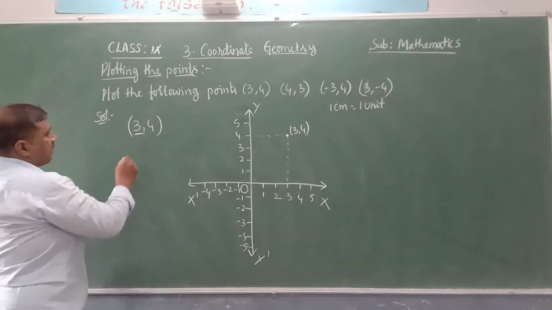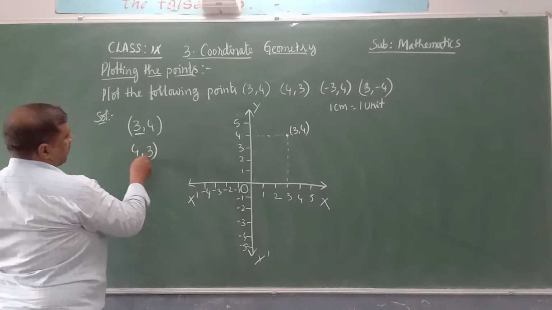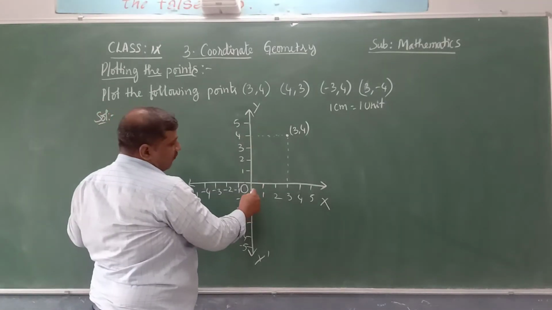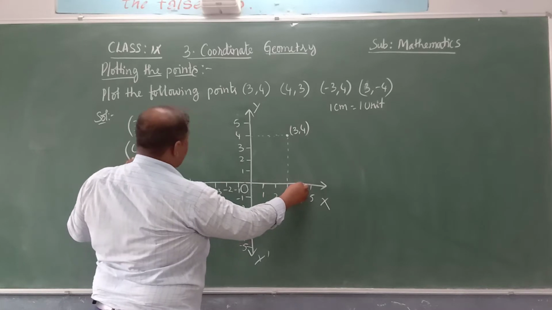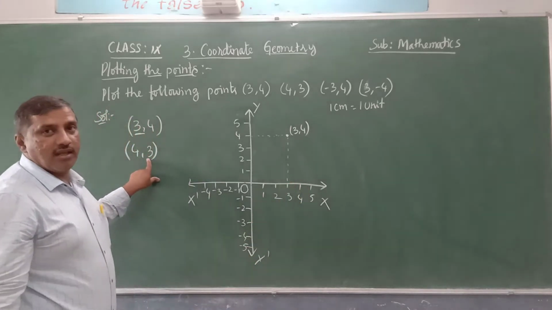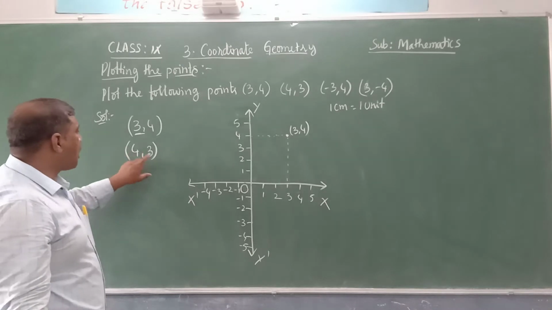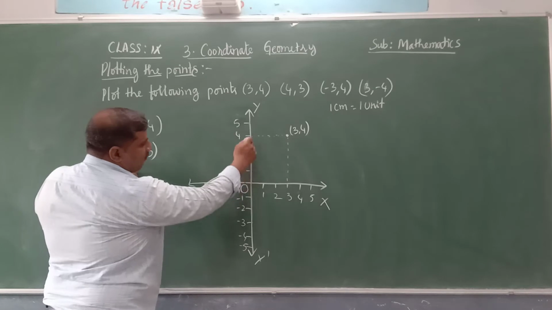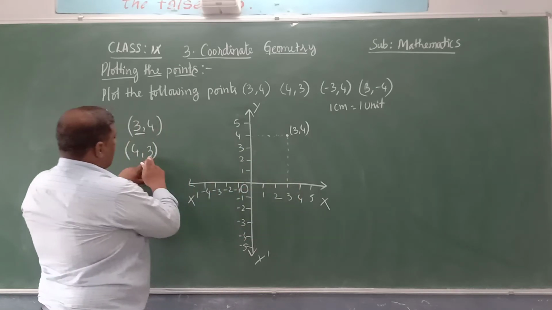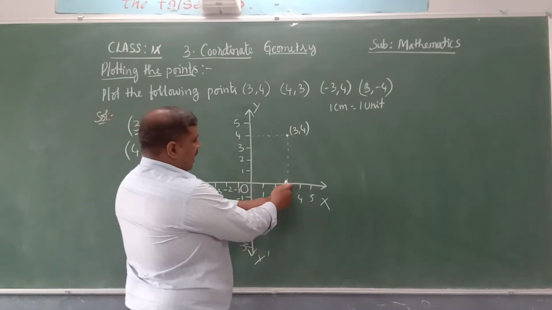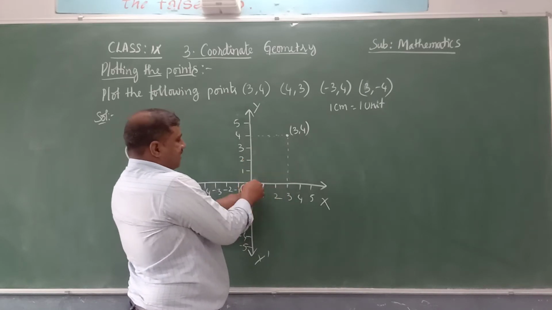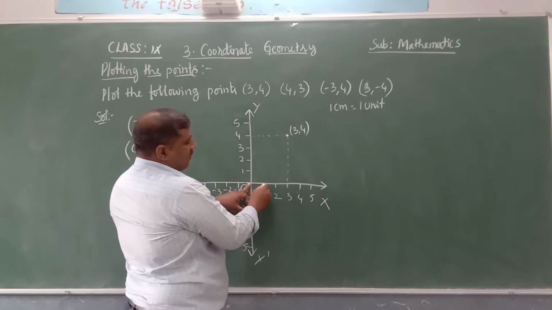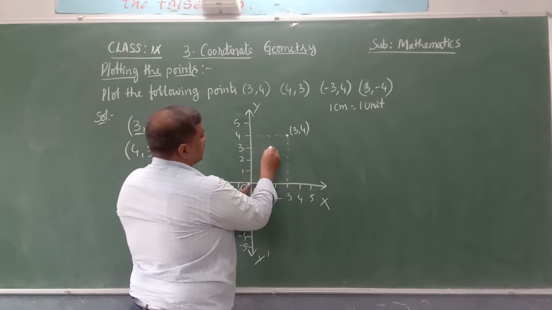Now if you want to locate the point 4, 3, that is 4 units from the y-axis and 3 units from the x-axis. 3 units from the x-axis means this: on the x-axis 1, 2, 3. And 4 units from the y-axis means 1, 2, 3, 4. Where do they intersect?